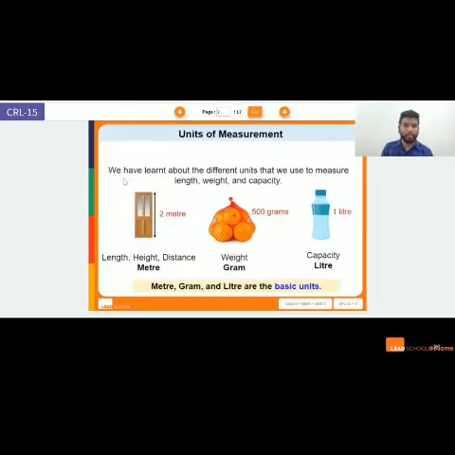Okay, so we've learned about the different units that we use to measure length, weight and capacity already in our previous grades. The major unit used to measure length is meter. The basic unit used to measure weight is gram. The basic unit to measure capacity is liters. Length, height and distance are measured in meters. Weight is measured in grams. Capacity is measured in liters.